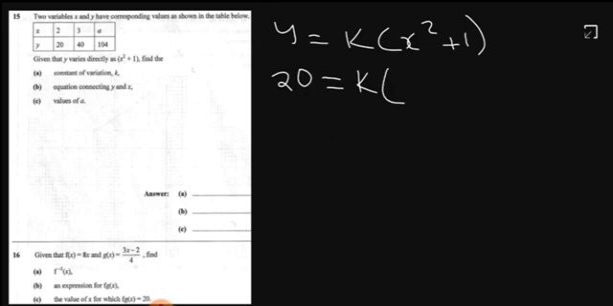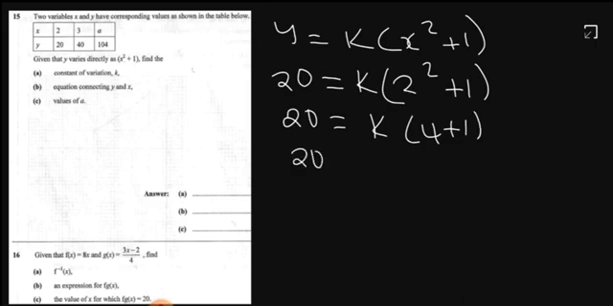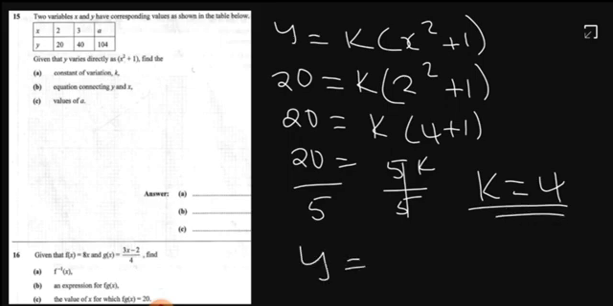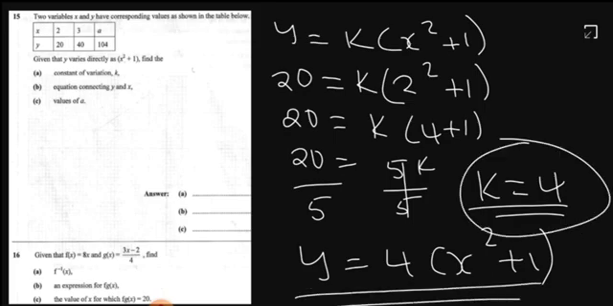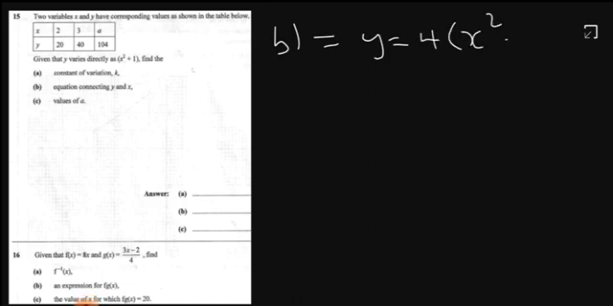We are going to get the corresponding value of x, which is 2 squared plus 1. So we're going to have 20 is equal to k times 4 plus 1 to give us 20 is equal to 5k. So divided by 5, we are saying our value for k is 4. So therefore our equation is 4 times x squared plus 1. But what they wanted was the value of k. So B has got the equation we already found as y is equal to 4 times x squared plus 1.